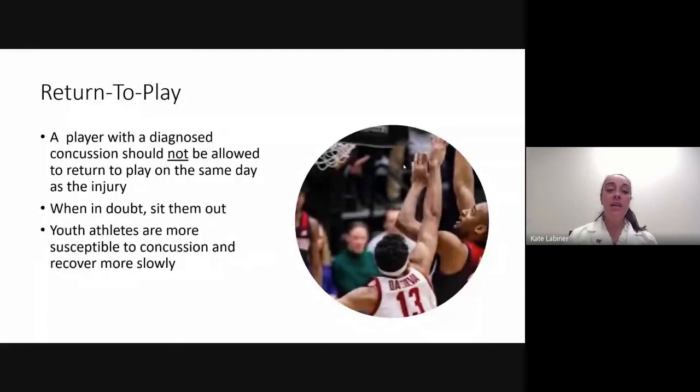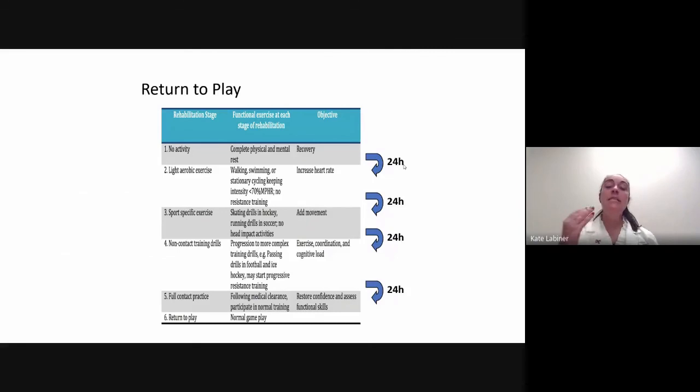A player with a diagnosed concussion is not allowed to return on the same day of their injury. So when in doubt, they're going to sit out, because we know that youth athletes are more susceptible to concussions and are going to take longer to recover. A return to play is a staged return, starting with no activity, meaning rest and recovery, and then every 24 to 48 hours, you're going to slowly increase. Now, you only increase to the next level when you have been symptom-free for that 24 to 48 hours in between. It starts with light aerobic exercise.